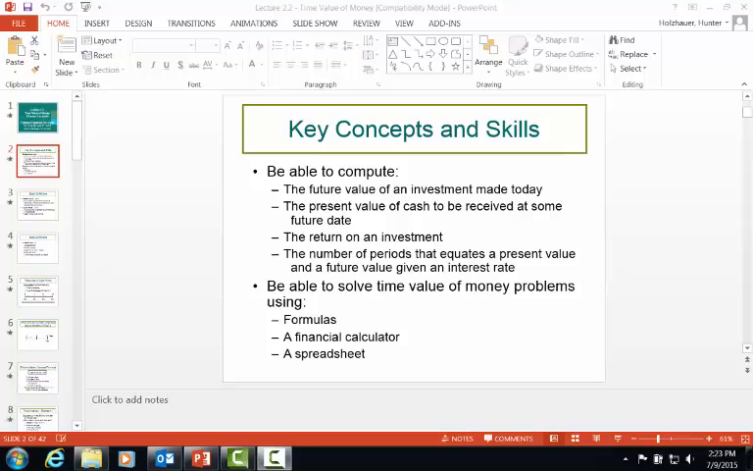Now, I would like for you to be able to solve these time value of money problems using the formulas and also an Excel spreadsheet. But the real key skill that you'll have to learn is to solve these problems using your financial calculator.